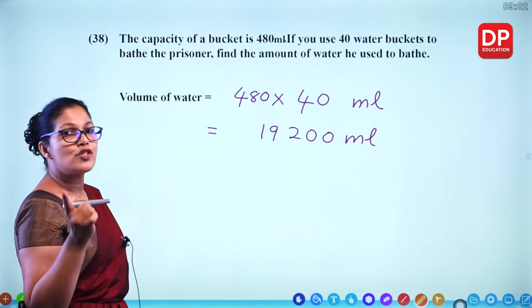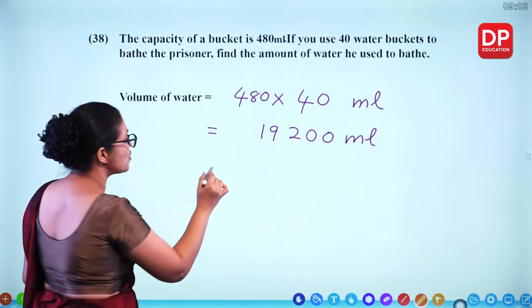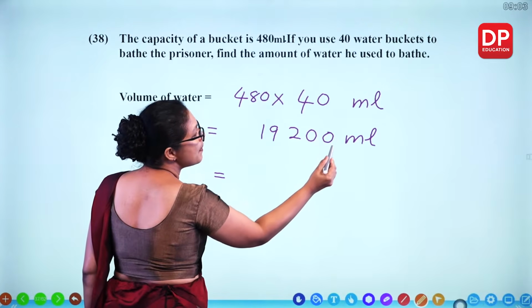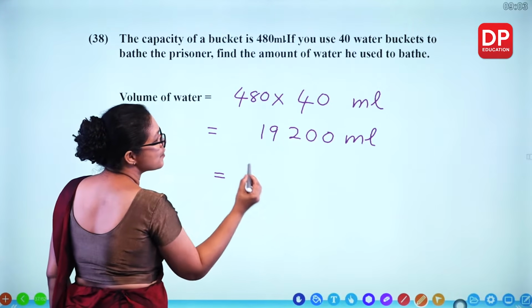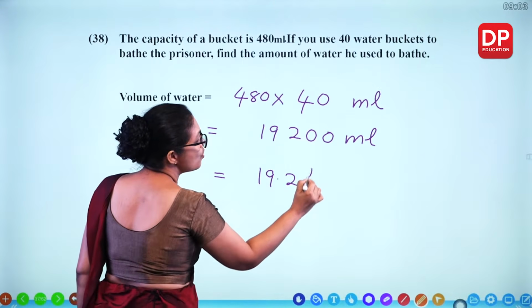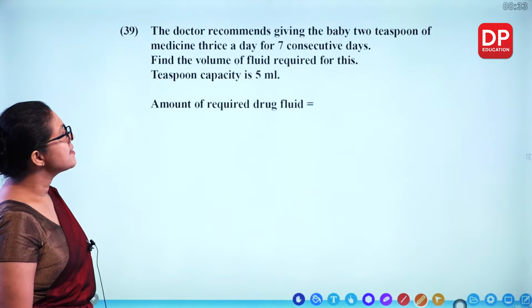If you want to convert to liters, what do you have to do? You have to divide by 1000. So divide this by 1000. Move this decimal place 3 places to left. So you get 19.2 liters.